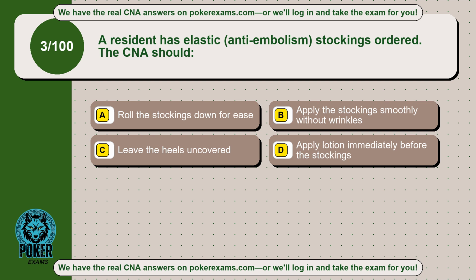Question 3. A resident has elastic, anti-embolism, stockings ordered. The CNA should: Option A, roll the stockings down for ease. Option B, apply the stockings smoothly without wrinkles. Option C, leave the heels uncovered. Option D, apply lotion immediately before the stockings.